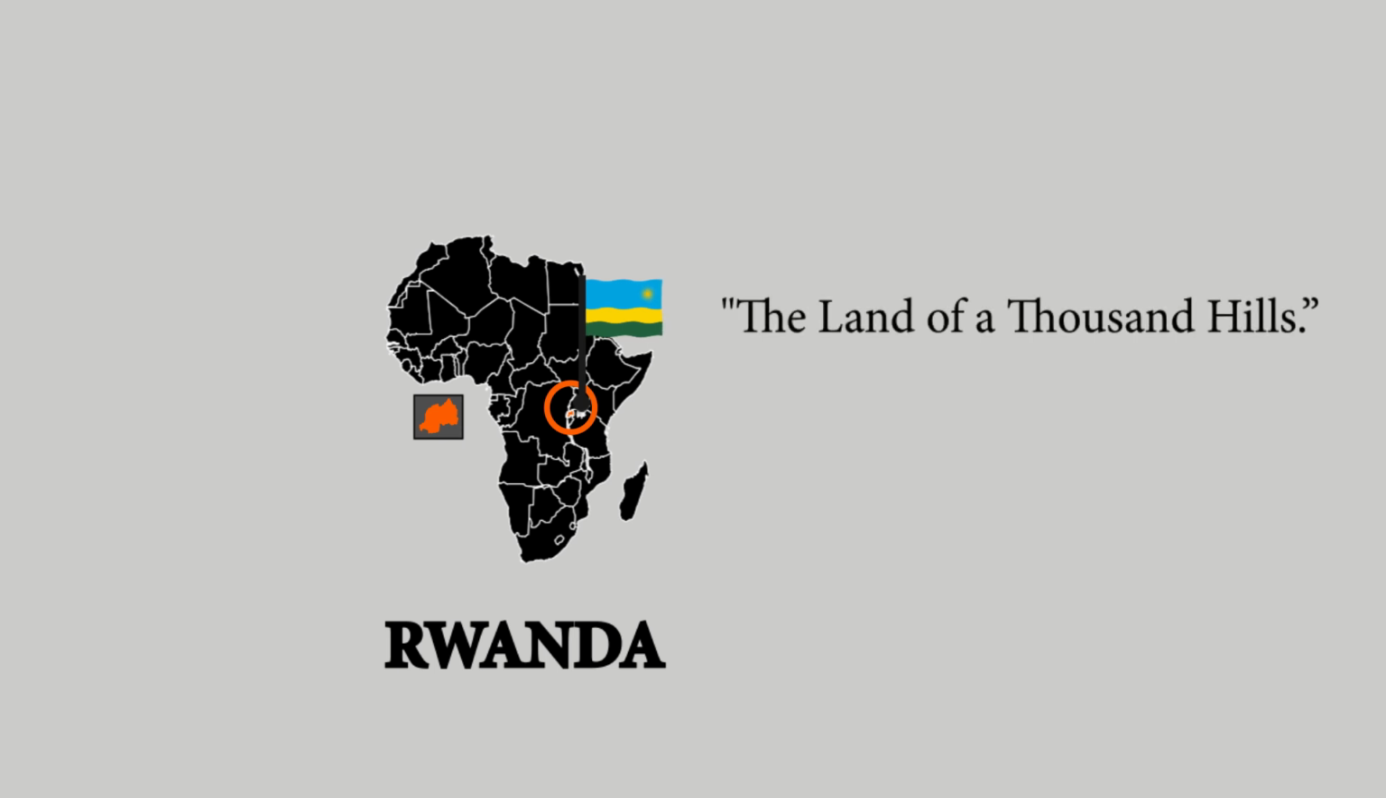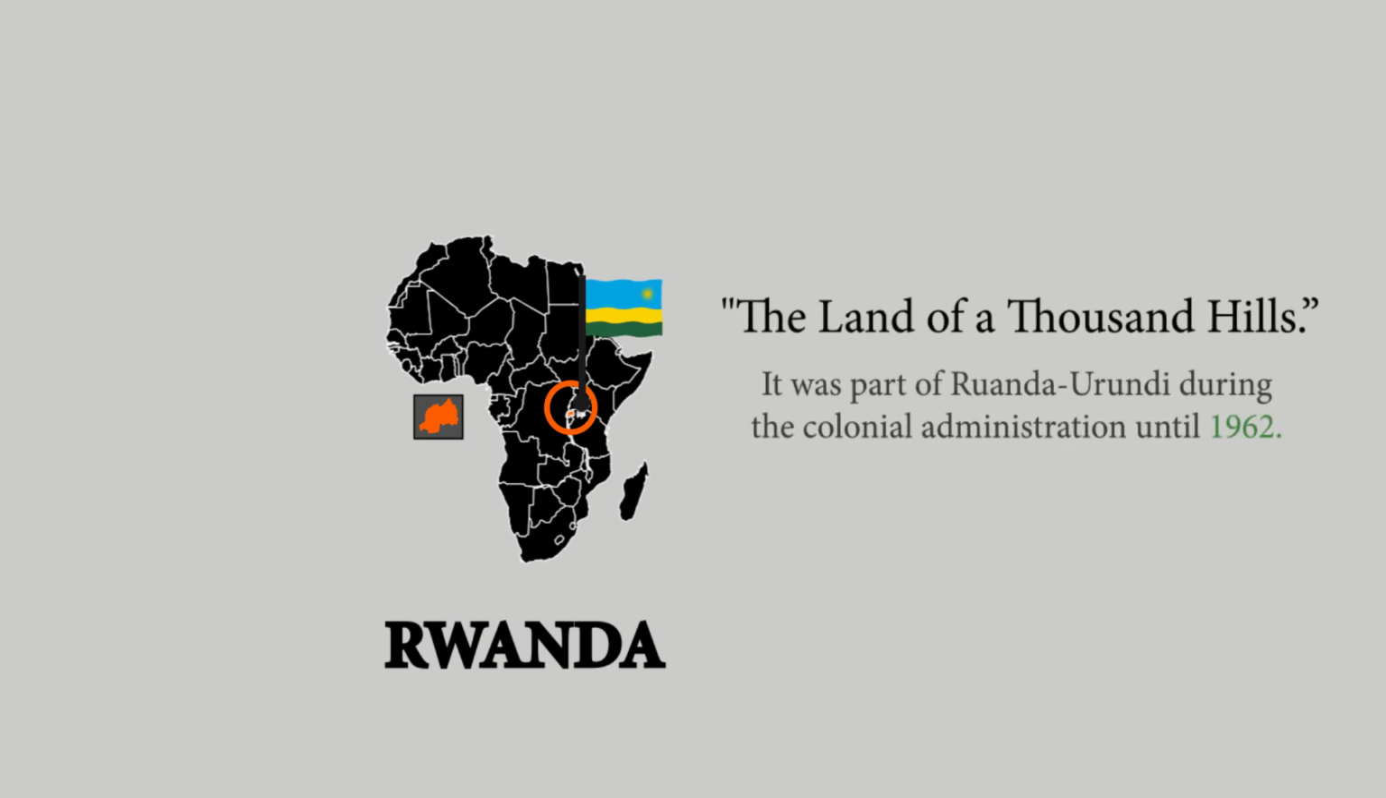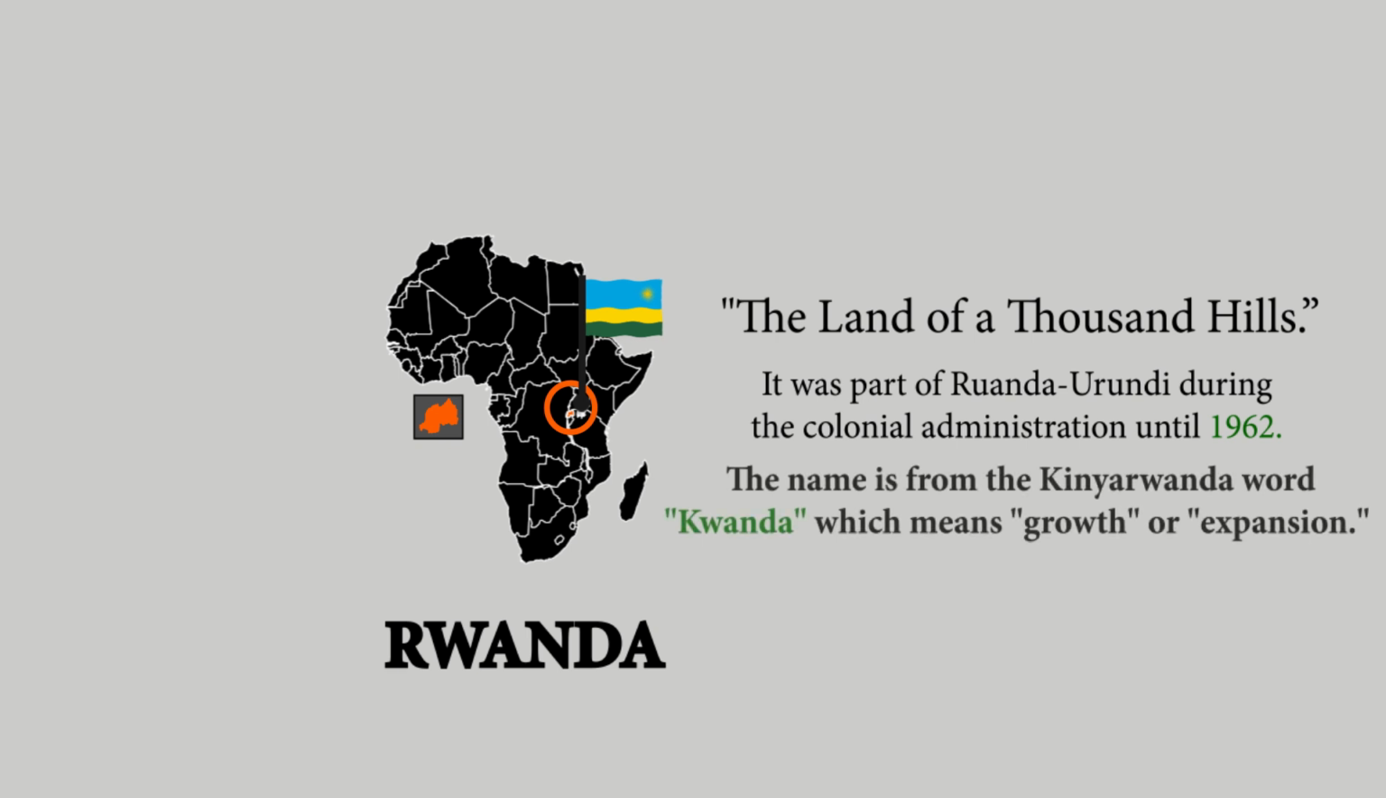Rwanda. Rwanda is a small landlocked country in Central Africa and also known as the Land of 1,000 Hills. It was part of Rwanda-Urundi during the colonial administration until 1962, when Rwanda gained independence and separated from Burundi. The name Rwanda is from the Kinyarwanda word Rwanda, which means growth or expansion.